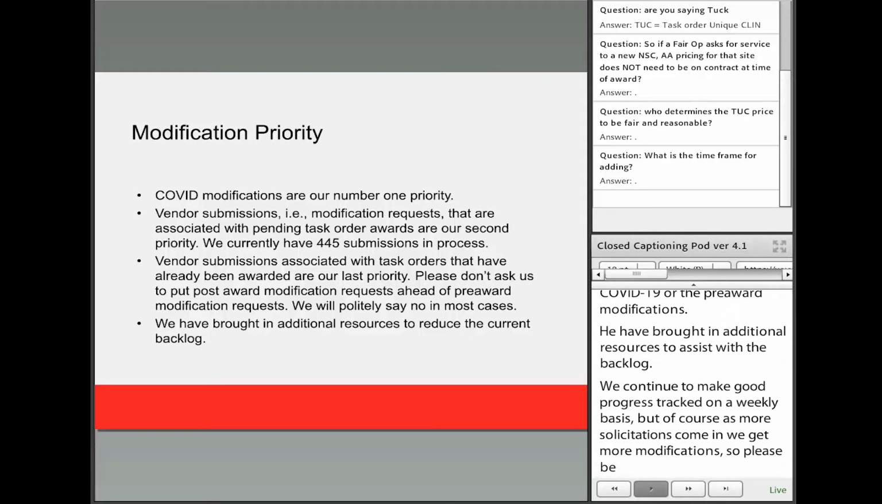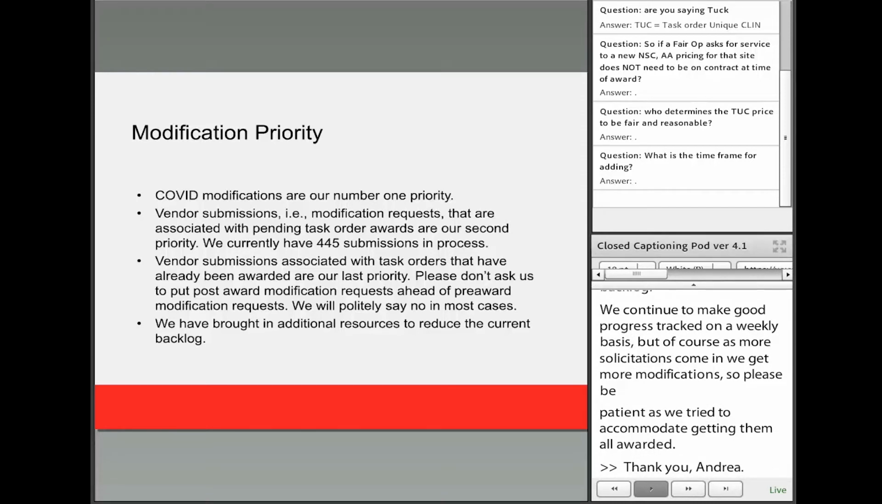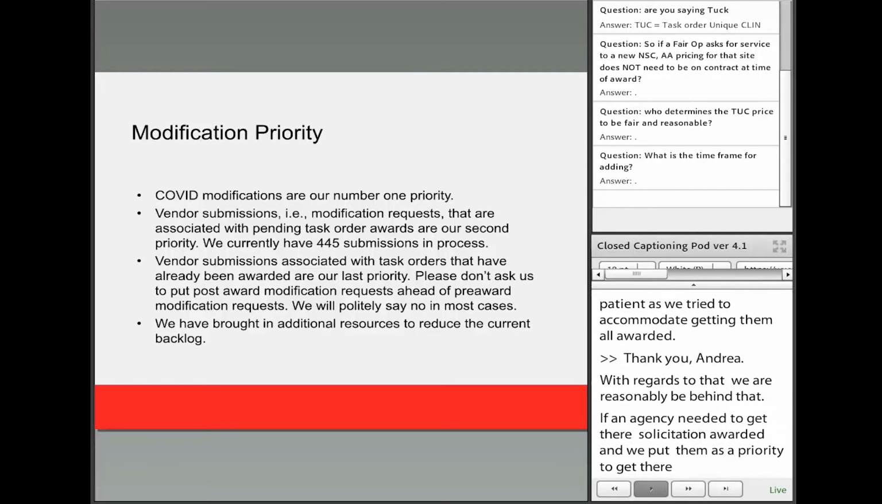Yeah, thank you, Andrea. So with regards to the third bullet, our reasoning behind that was simple. If an agency needed to get their solicitation awarded, and we put them as a priority to get their pre-award mods done, then we feel it's incumbent upon us to do the same for other agencies that are now in the same position. And if you notice the last sentence in the third bullet, we will politely say no in most cases.